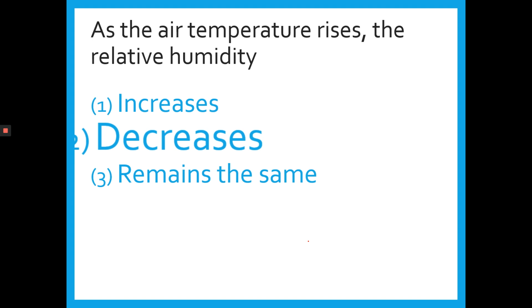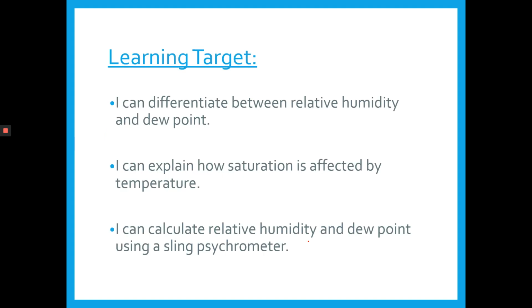All right, and so that's it for this lesson. Just to go back and look at our learning target, I can differentiate between relative humidity and dew point. So hopefully you can tell me the difference now between those two, and you can explain how saturation is affected by temperature. So how does getting to 100% relative humidity affected by temperature? And calculating relative humidity and dew point, remember we said we were not going to worry about this right now.